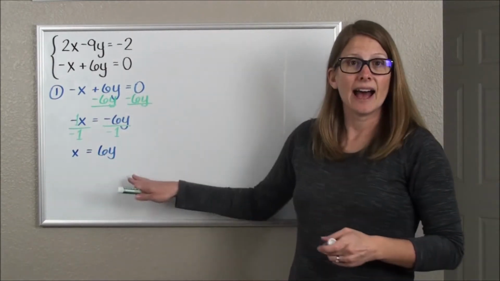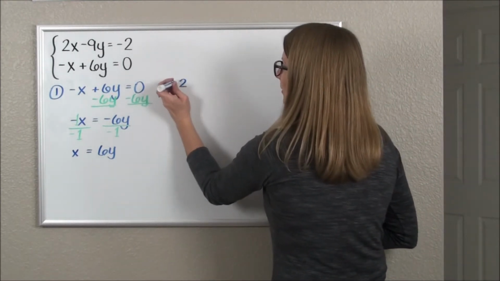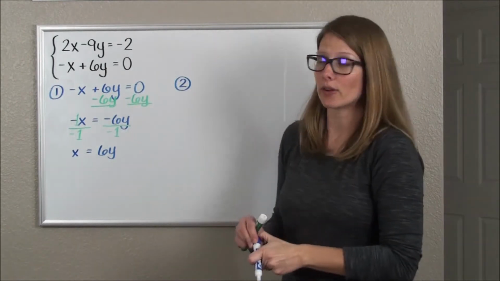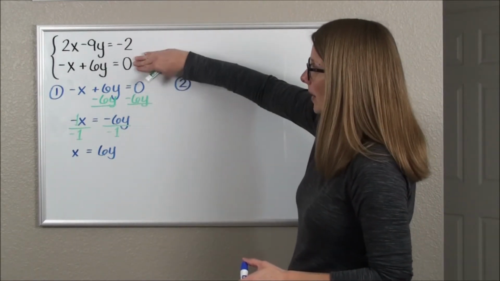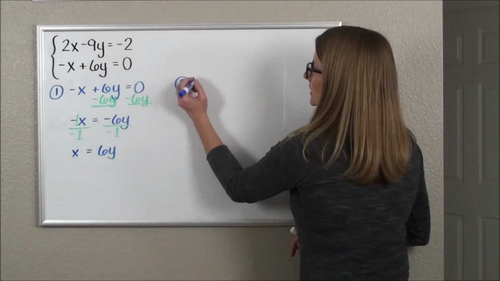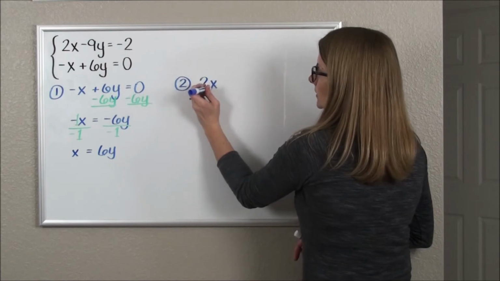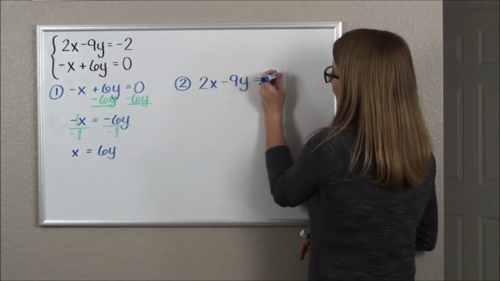And so now I have an x equals, and I'm going to take now my second step, beginning with the other equation. So this x equals 6y, that came from the bottom equation. That was the equation we used in step 1. So now in step 2, I'm going to use the top equation, which we haven't used yet. 2x minus 9y equals negative 2.